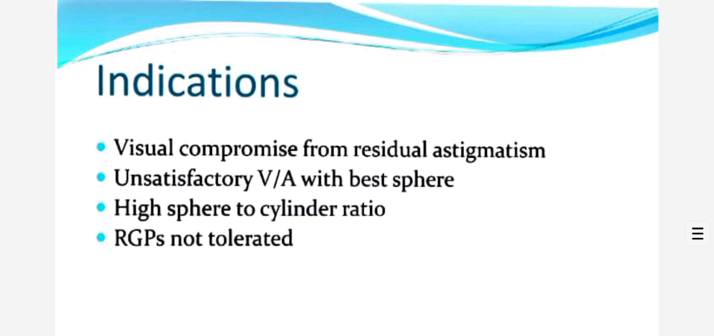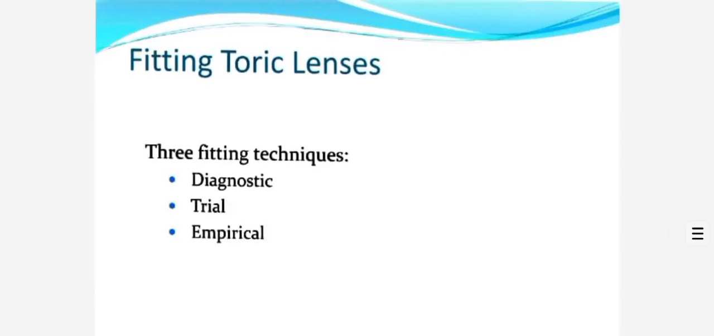Indications: visual compromise from residual astigmatism. Unsatisfied visual acuity with best sphere. High sphere to cylinder ratio. RGP is not tolerated.